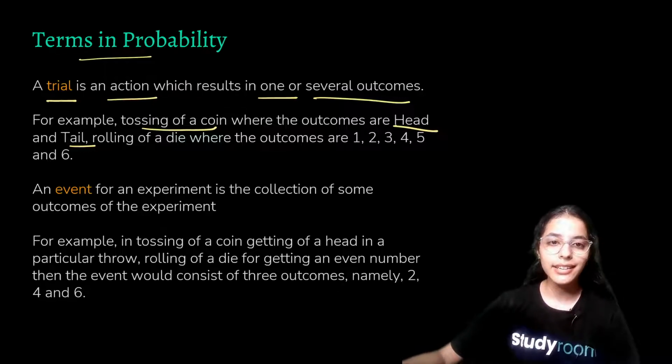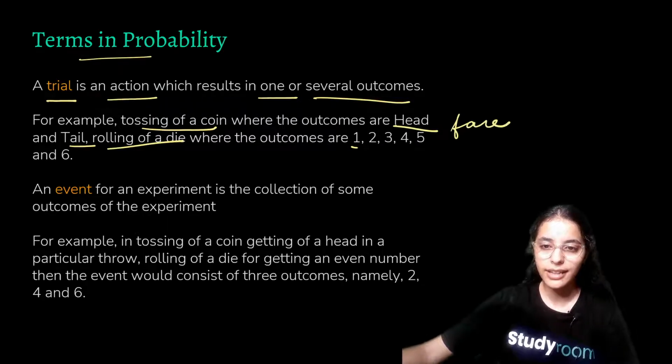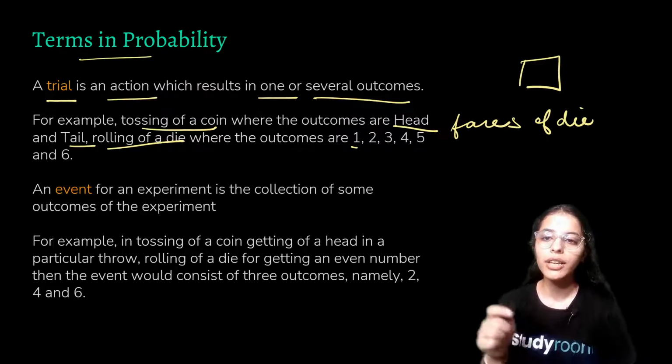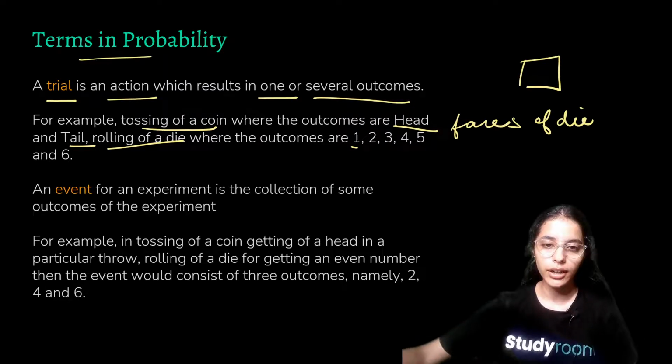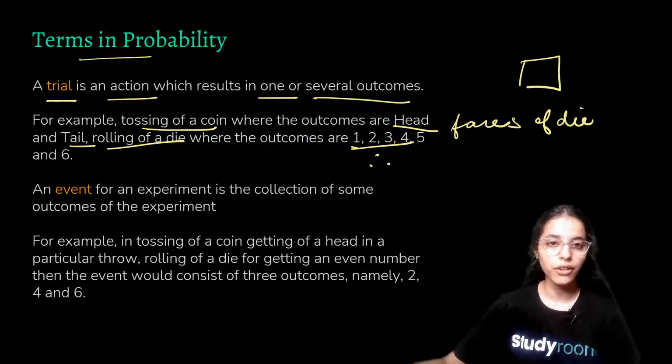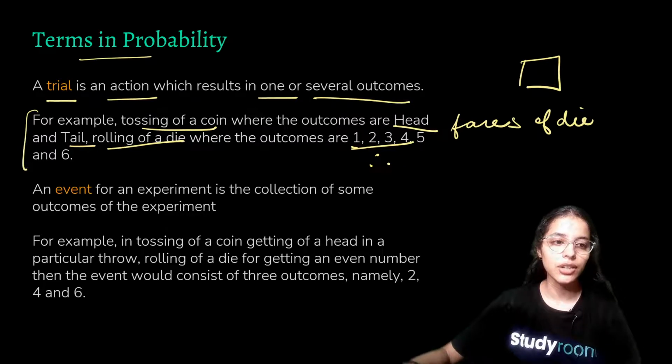Now, let us see another example, that is rolling of a die. When you roll a die, you get your outcomes to be 1, 2, 3, 4, 5, 6. Those are the faces of the die, right? So whenever you roll, you'll end up having one of these faces, and the face will have a number written on it. That is the number of dots made on it, right? So that would be an outcome of rolling a die, and such actions with outcomes are called a trial.